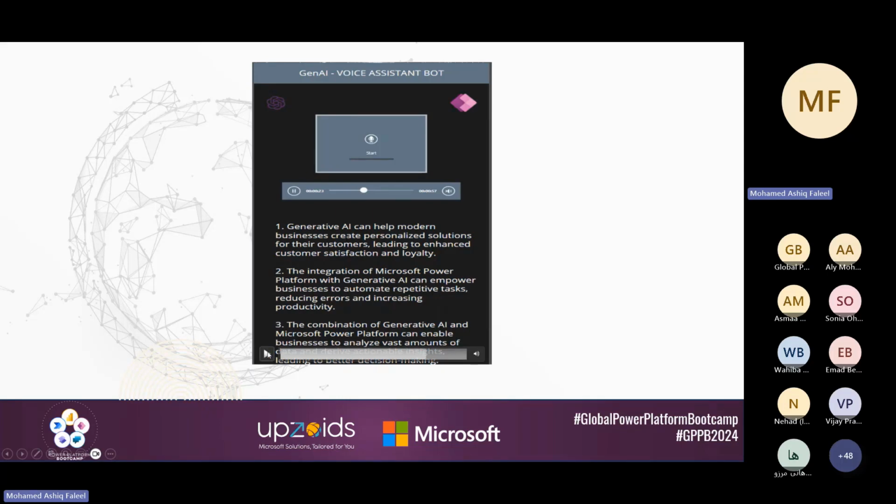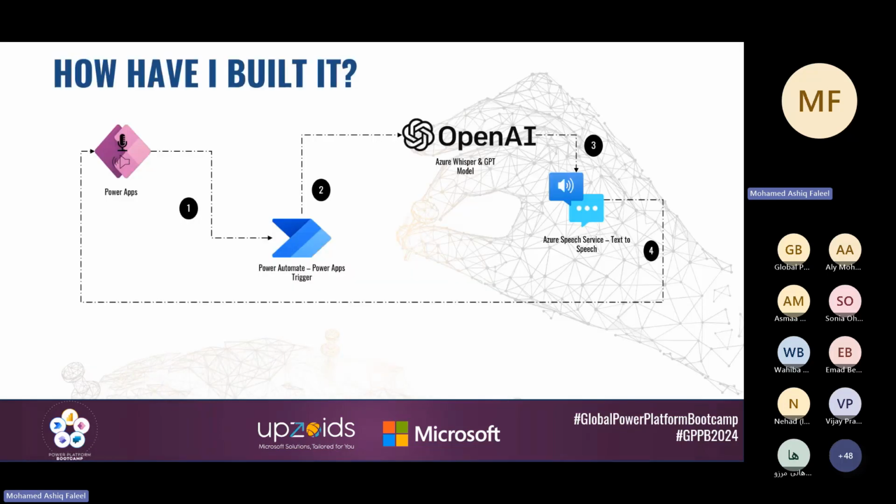Right, so it all starts with a Canvas app. Right, so I actually triggered the microphone control. Right, so I've recorded the voice, which is then sent to the Power Automate flow after I have stopped the recording from the microphone control. And the Power Automate flow, it all orchestrates the magic.